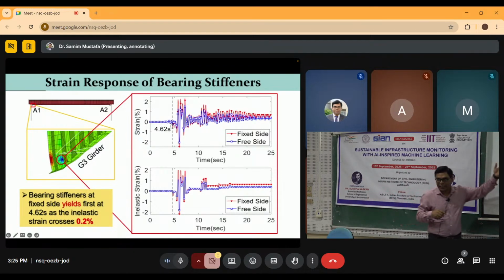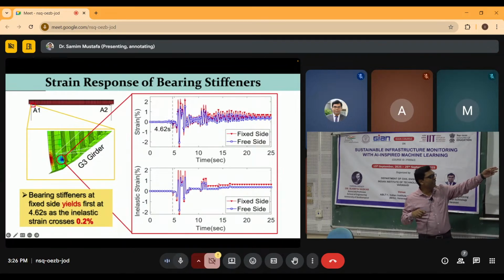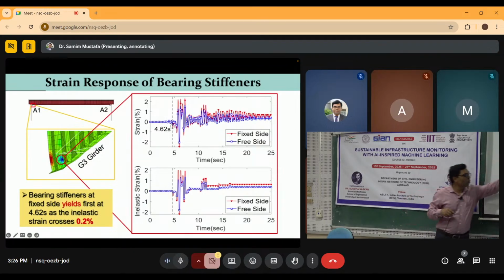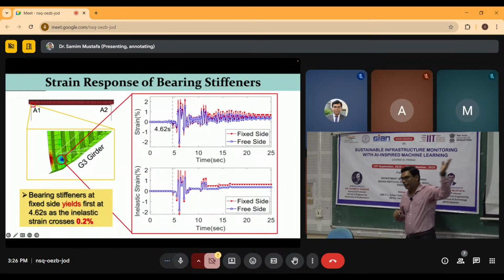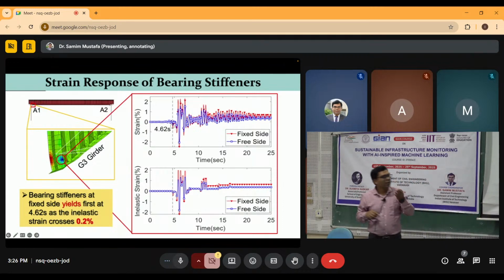Not buckling, yielding actually. Why yielding? Because you see the elastic strain crosses 0.2%. As you know, yielding is defined as the stress corresponding to a strain of 0.2%. So at that point there is a crossing of that strain, so yielding occurred in the bearing stiffener. We noted down the time, 4.62.